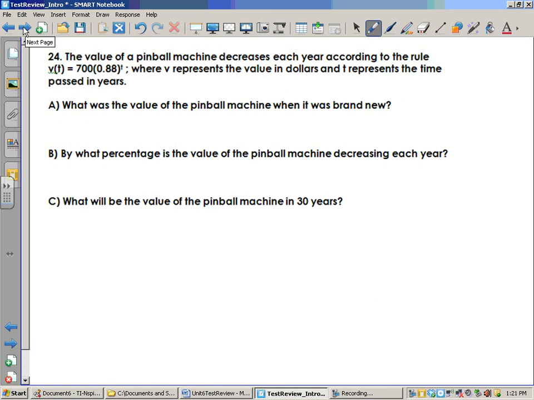24, similar, except this time it's decay. The value of a pinball machine decreases, keyword, each year according to the rule V of t equals 700 times 0.88 to the t power, where V represents the value in dollars and t represents the time passed in years. What's the value of the pinball machine when it was brand new? That comes from our A value, $700.